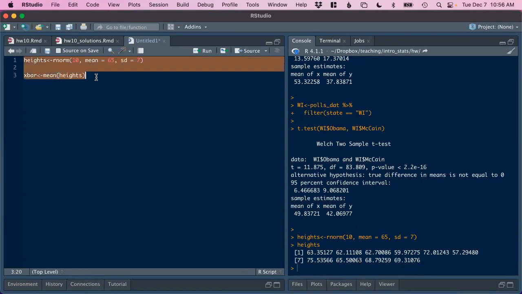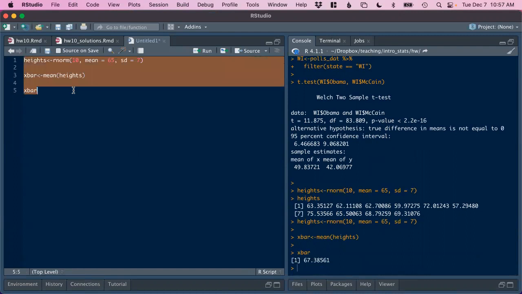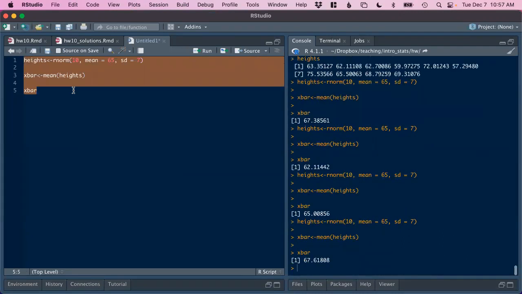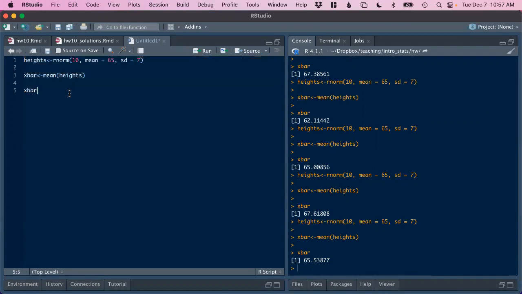Then let's compute X bar, the mean of heights. Let's run this code a few times. Show X bar: 67.3, 62.1, 65.0, 67.6, 65.3. Anytime we resample, we can get a different average. We're good with that. So anytime I draw a new sample, I can get a new average. Now, let's see what the shape of this is going to look like. Let's run this 10,000 times.